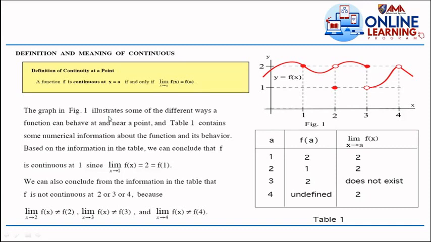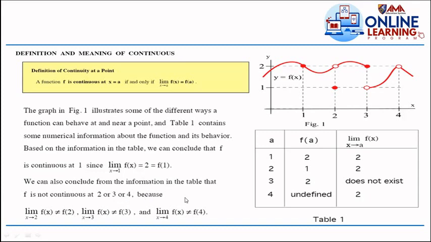The graph in figure 1 illustrates some of the different ways a function can behave at and near a point, and table 1 contains some numerical information about the function and its behavior. Based on the information in table 1, we can conclude that f is continuous at 1 since the limit of f(x) as x approaches 1 is equal to 2, which is the same as f(1).